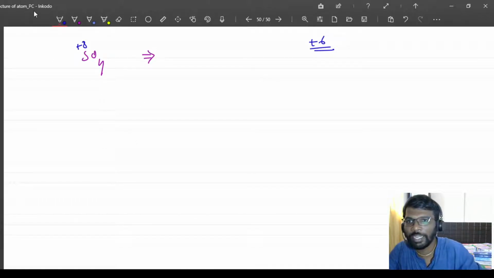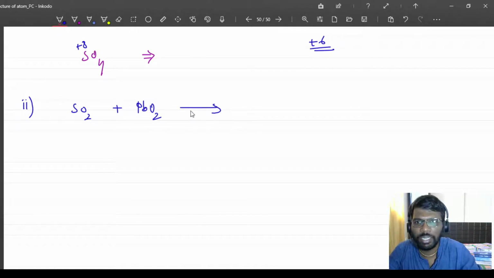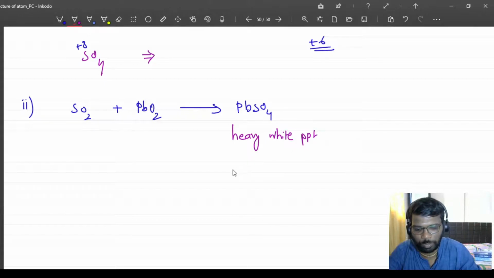Then the second addition reaction I am going to write under category one is sulfur dioxide and lead oxide. Because lead is in a plus 4 oxidation state, we require 2 oxygen for this. That is the way you can remember. And what we get is lead sulfate, PbSO4. Lead sulfate is a heavy white precipitate.